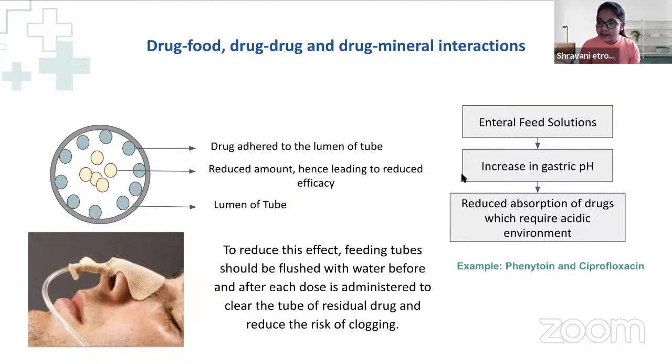And also, enteral feed solutions will increase the gastric pH. If the gastric pH is increased, there is a reduced absorption of drugs which require an acidic environment. So this is something you can relate to the topic we have discussed regarding increased gastric pH due to stress ulcer prophylaxis. One such example is phenytoin and ciprofloxacin.